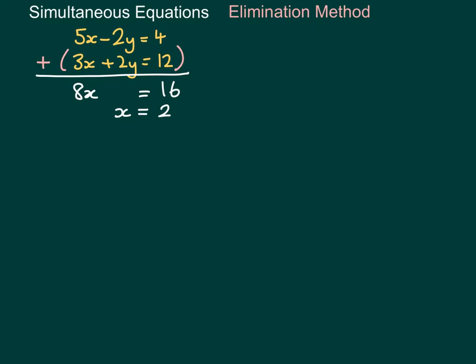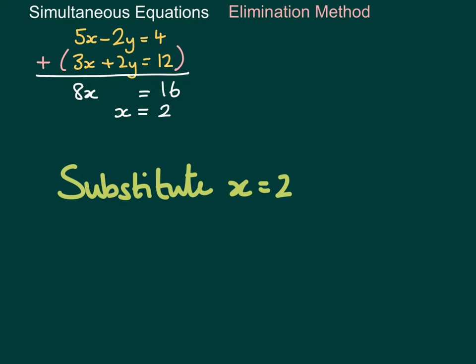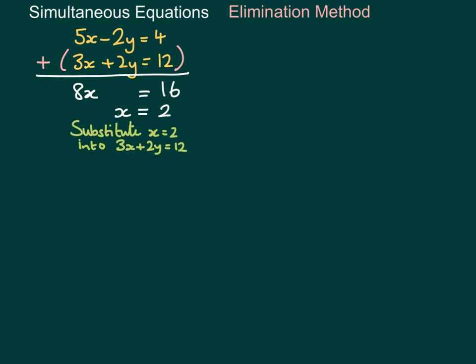Now once we've worked out one of the letters, we're going to work out the other one by substituting the value we've just found, so x equals 2, into one of the other equations. You can pick either one you want. It'll give you the same answer for both of them. I'm going to pick the second one because the numbers are a little bit smaller, and I've got a plus sign instead of a minus sign there. So it's going to be a bit easier for me to solve with the algebra that will come from it.